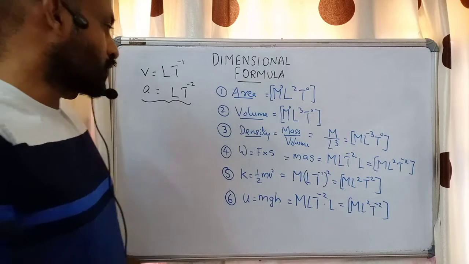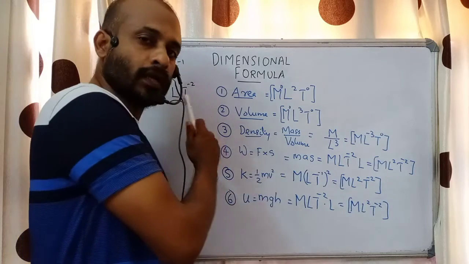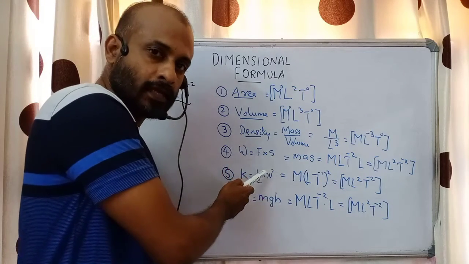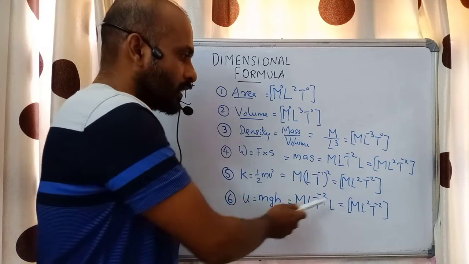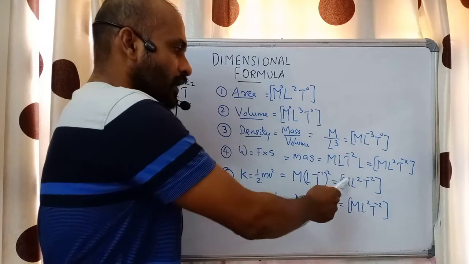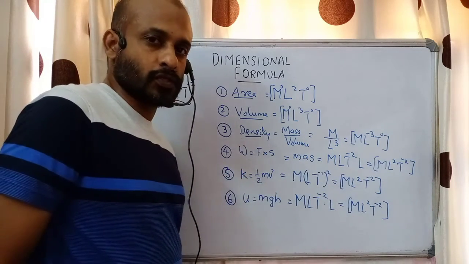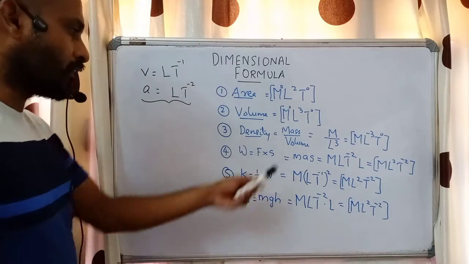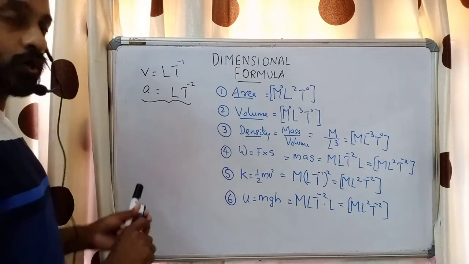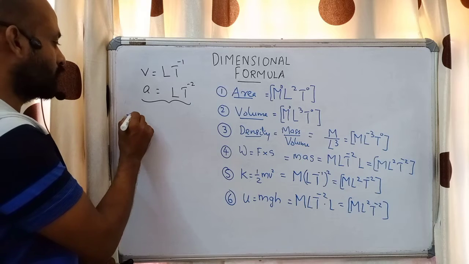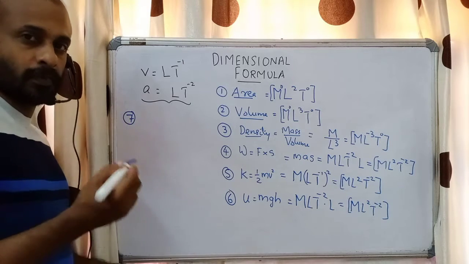So it is interesting to see that these three quantities, work, kinetic energy and potential energy, all have the same dimension formula M L square T raised to minus 2. We will see one more physical quantity having the same dimension formula, that is called torque. About torque we will see in rotational motion in +1.